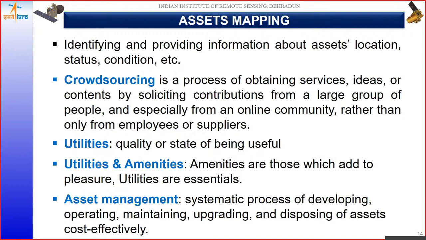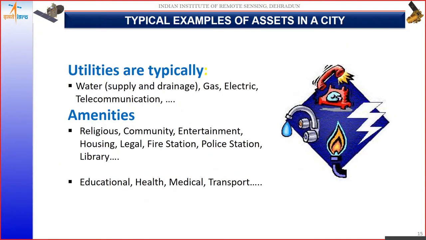As I was telling you, typically in the urban areas, within the assets, the subcategory is the utilities, and utilities, as I was telling, will be water, gas, electric, telecommunication. Without these things, one cannot imagine day-to-day life in an urban area. In general, they are very, very essential. But we have got the amenities, which pertain to the category of religious, community, entertainment, and so on and so forth.